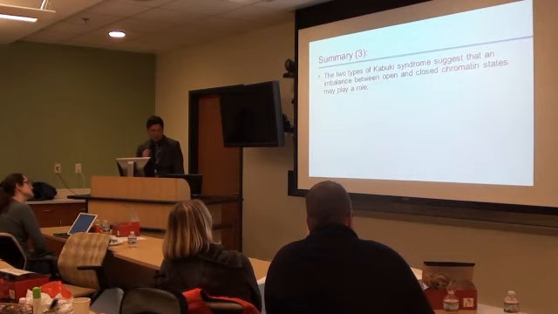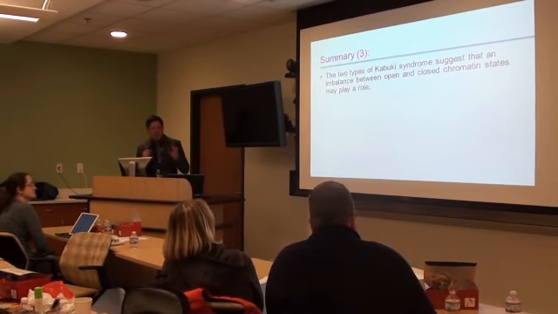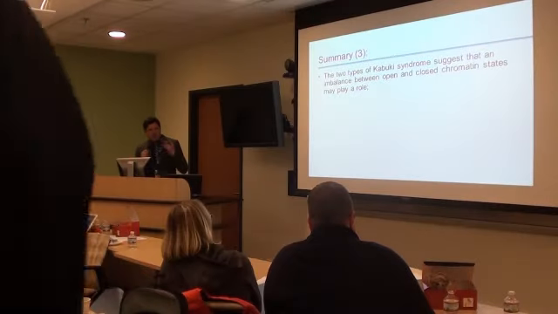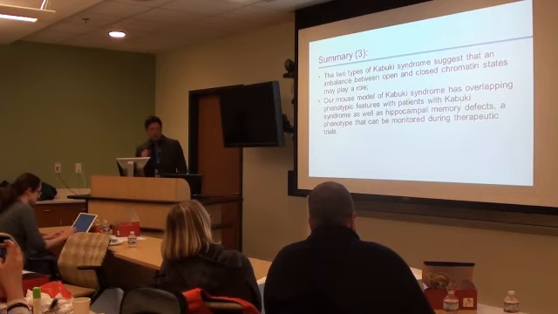So that was encouraging. A summary here is there are two types of Kabuki syndrome that suggest that the balance of opening chromatin has something to do with the phenotype. Our mice have many features that are similar to the patients with Kabuki syndrome, but they also have hippocampal memory defects, which is something that we can keep track of during therapeutic trials.